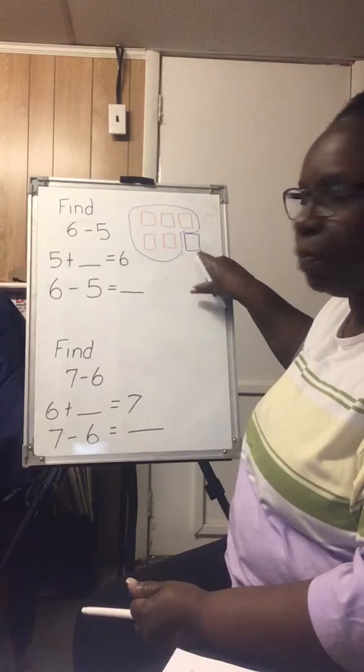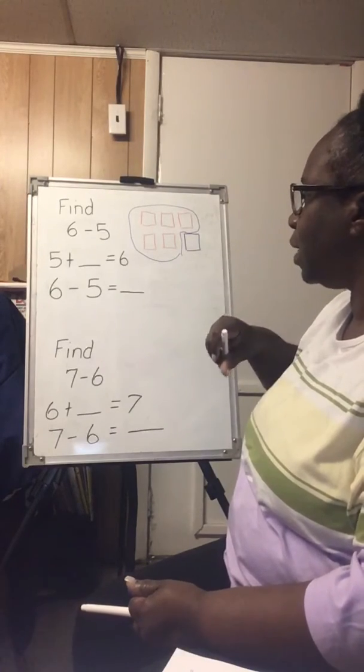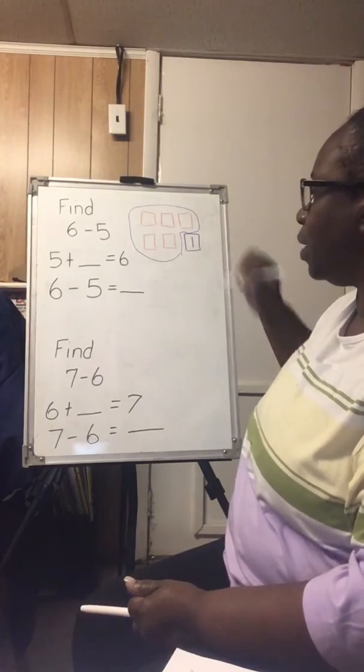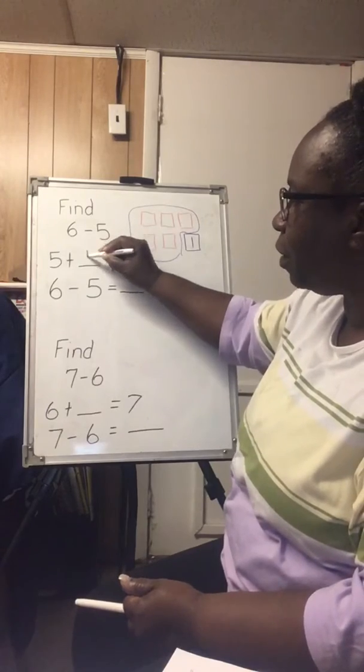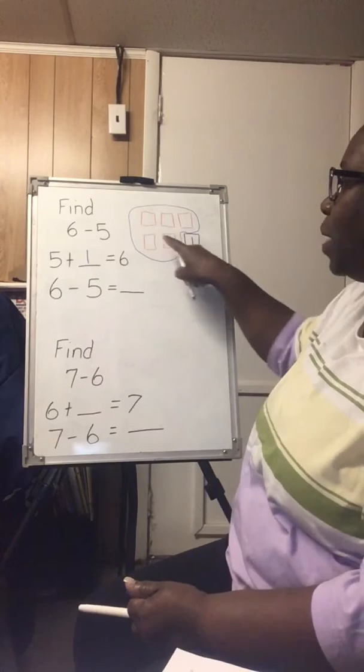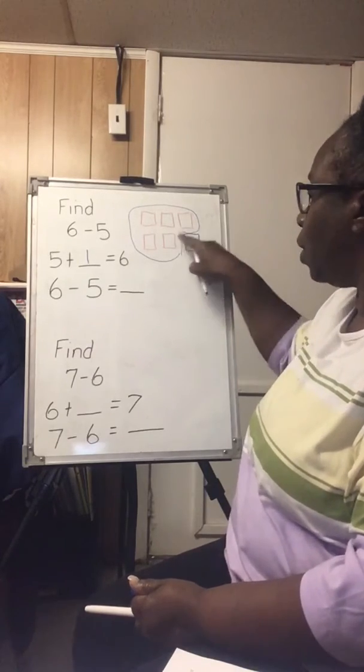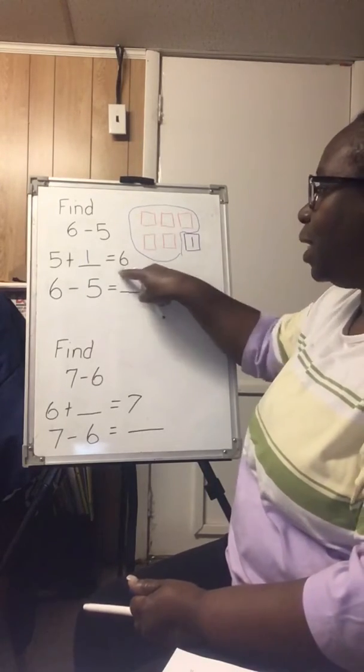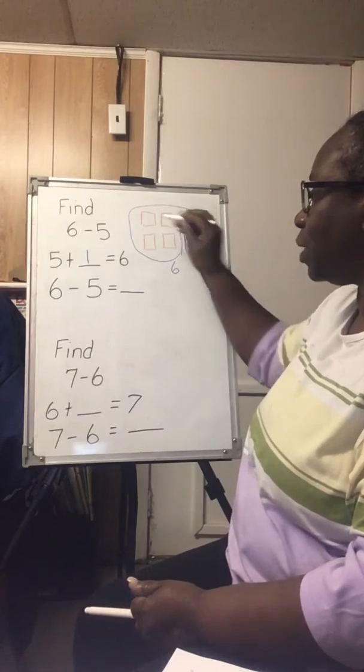How many did I put on with that 5 to make it 6? I put 1. So our answer here is going to be 1, because 5 red blocks plus 1, the one blue box, made a total of 6 blocks altogether.